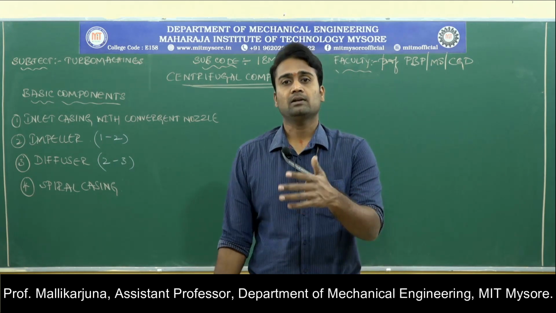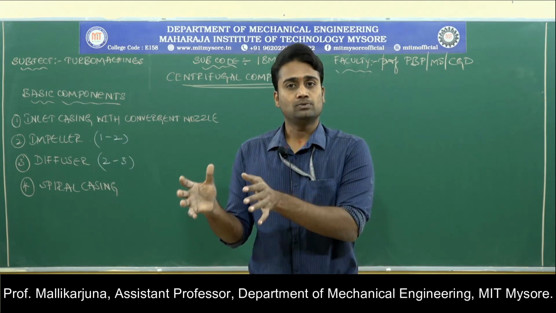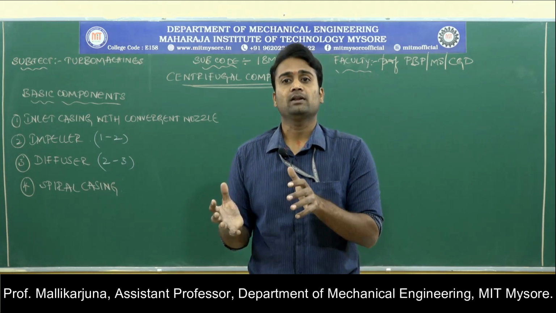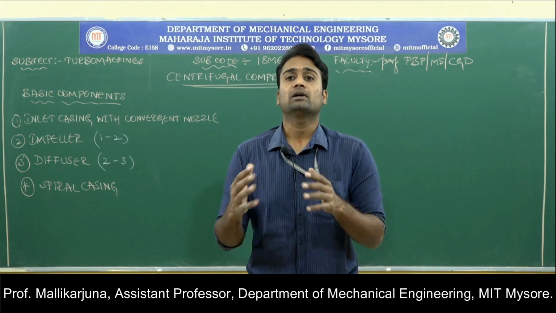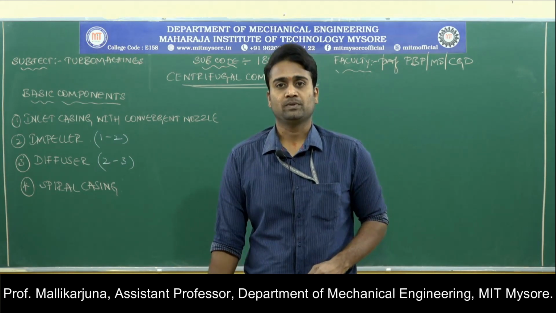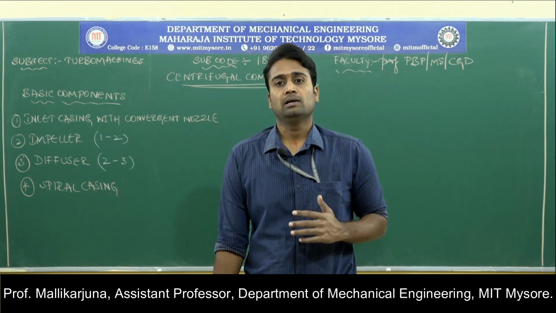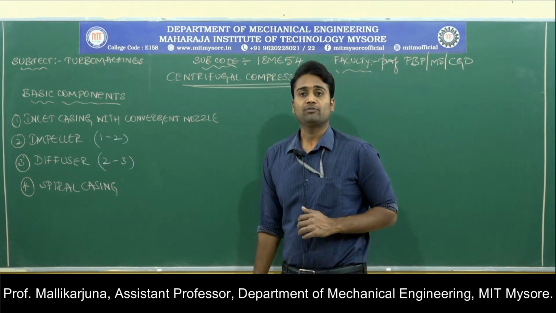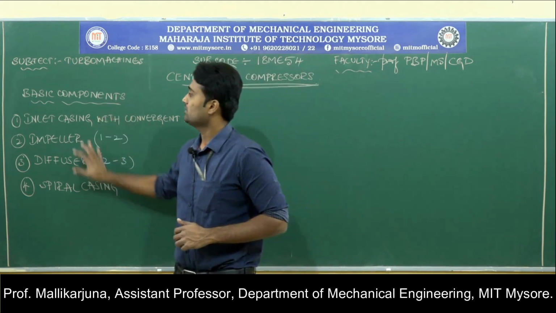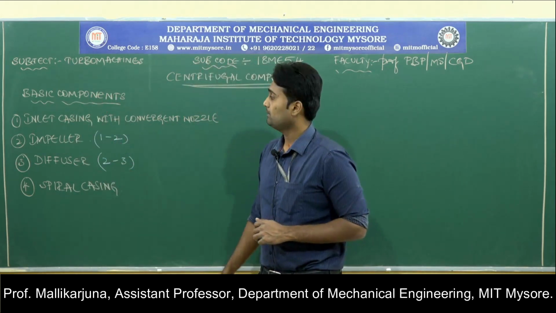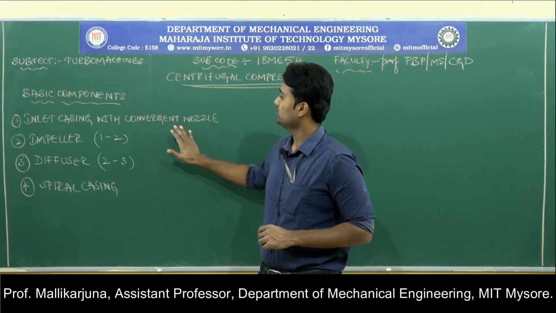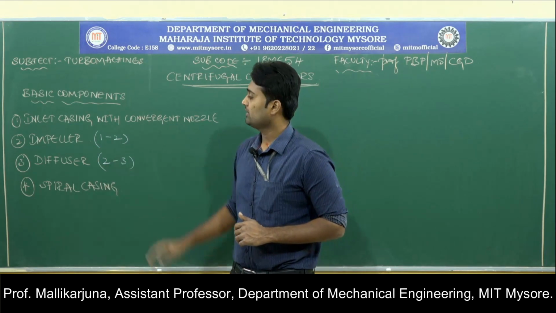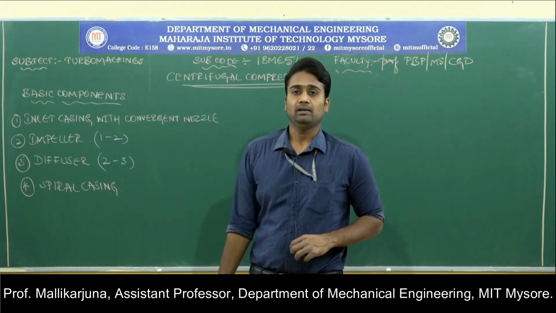We need to be very clear that these power absorbing turbo machines handle compressible fluids, wherein the density of the fluid will continuously change. This is one aspect we need to keep in mind. So now we have understood what a centrifugal compressor is. Now I have listed a few of the basic components of the centrifugal compressor: first, inlet casing with convergent nozzle; second, impeller; third, diffuser; and the fourth, spiral casing.